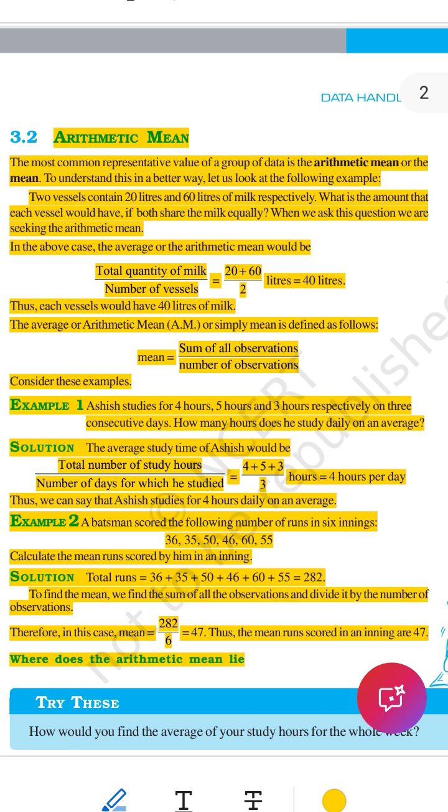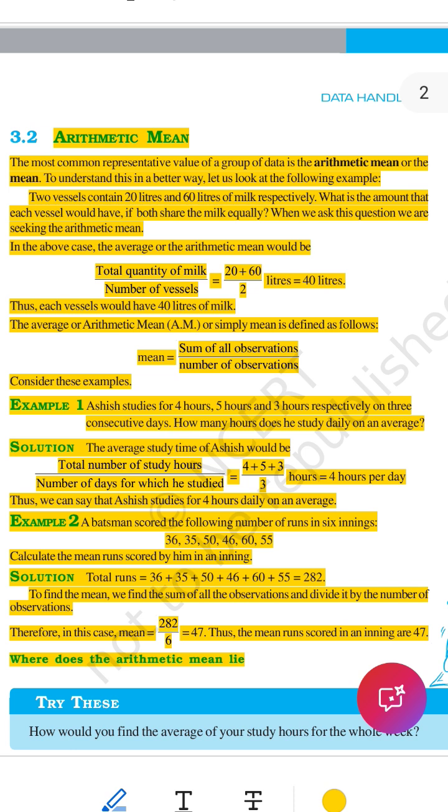1. What is arithmetic mean? Arithmetic mean, also called mean or average, is a way to find one number that represents all the numbers in a group. It shows what is normal, typical, or central among the numbers. It is like asking, if we share everything equally, how much does each one get?